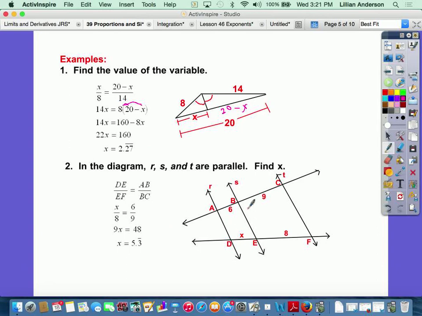And if you look at example number 2, this is with the whole 3 parallel lines cut by transversals. The parts are proportional. So you can set up a proportion. DE over EF is equal to AB over BC. So all you do is you will plug in your numbers, cross multiply, and solve.